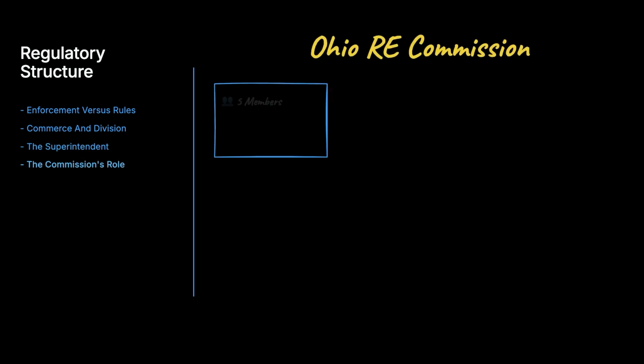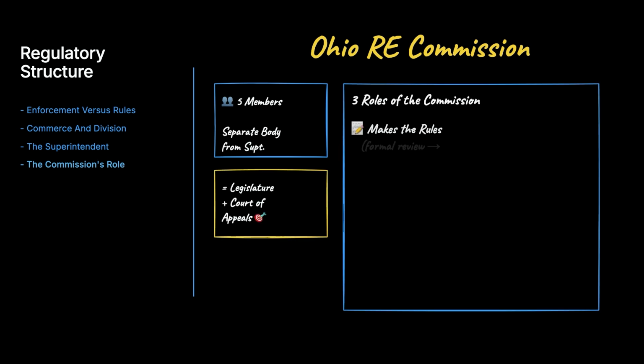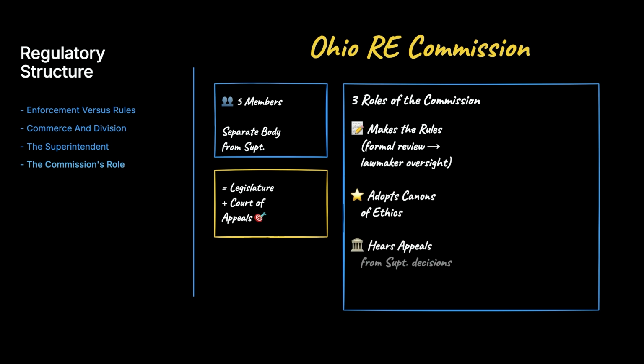Now, meet the Ohio Real Estate Commission, a separate 5-member body with a very different job. The Commission makes the rules, adopts the Canons of Ethics, and hears appeals from the superintendent's disciplinary decisions. Think of it as the legislature and Court of Appeals rolled into one. Proposed rules pass a formal review, giving lawmakers oversight.